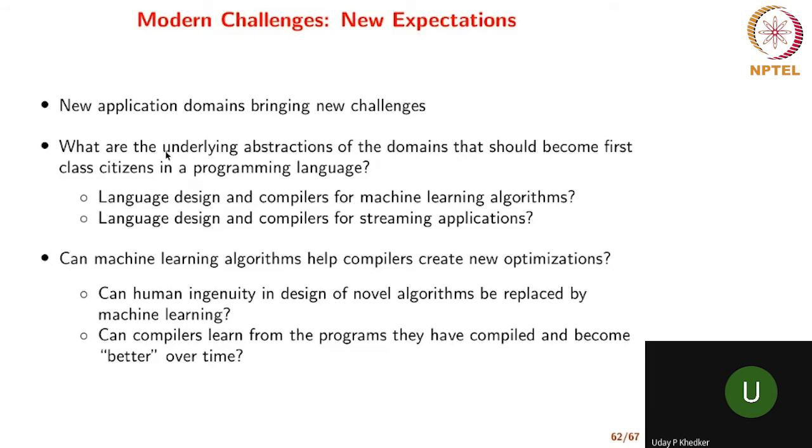And then there are challenges of new expectations. For example, new application domains bring in new challenges. So what are the underlying abstractions of the domains that should become first-class citizens in a programming language? There's an effort to design a language and compiler for machine learning algorithms. So what kind of things do machine learning algorithms require?